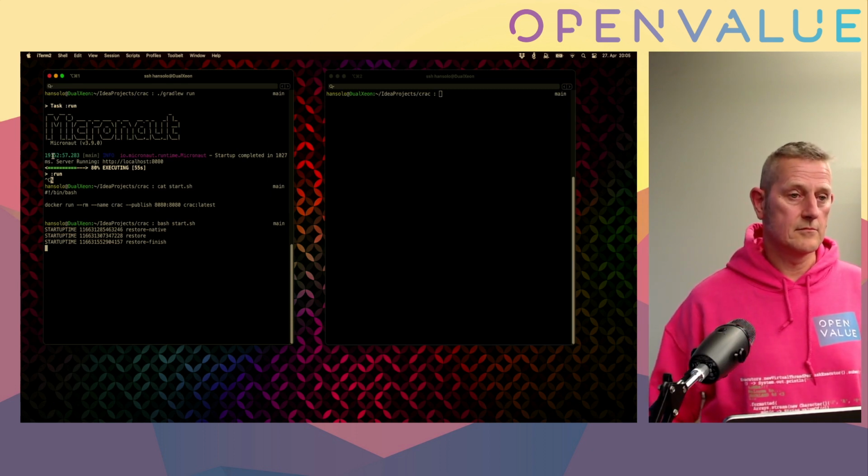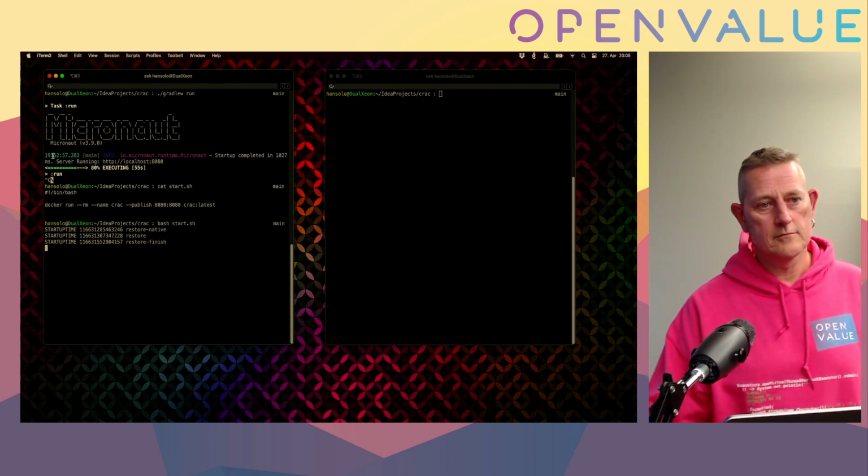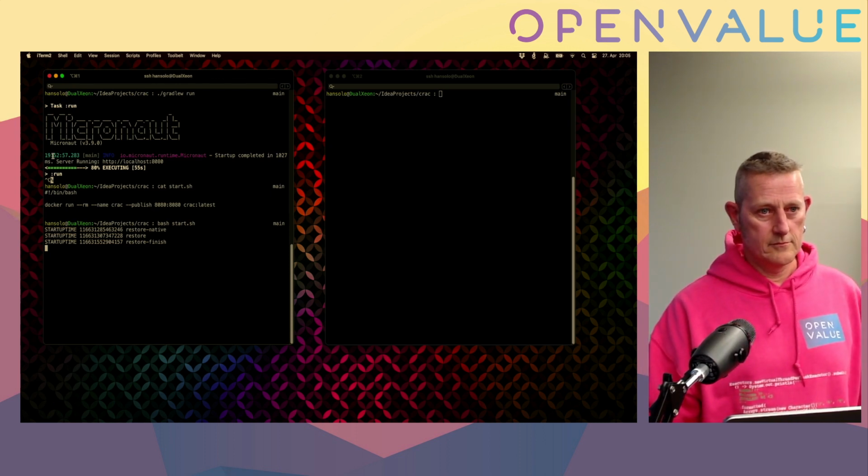Probably a dumb question, because you can solve it in other ways: there's no interpreter for understanding a CRaC checkpoint, right? No. Of course, you can spin it up and then do a dump and analyze it.